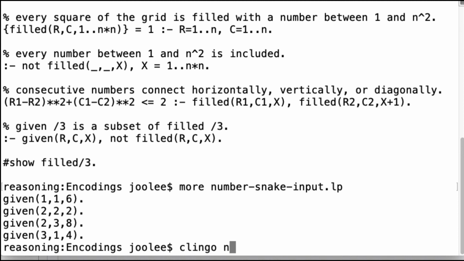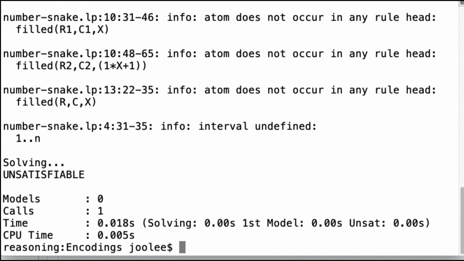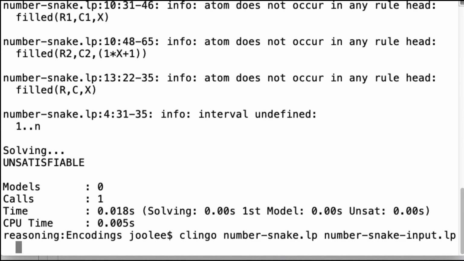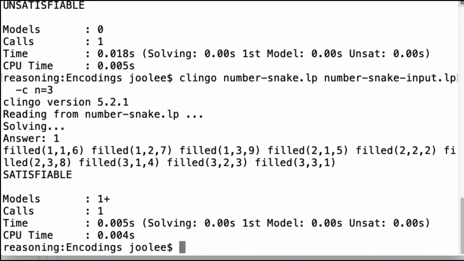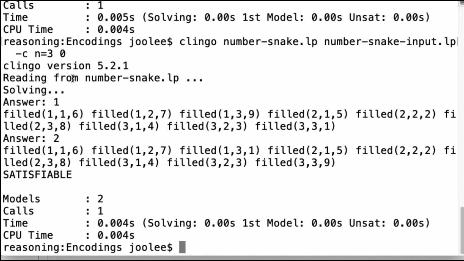So we have two programs: one, the basic rules, and another, the instance program. I just use the two files as arguments for Clingo. Well, I should actually give the grid size, which is 3. So then I get this solution. In fact, there should be only one solution. Oh, there are two solutions, actually. I didn't know. There are actually two solutions for the puzzle that we saw the first time.